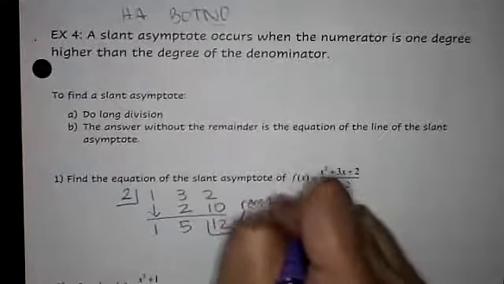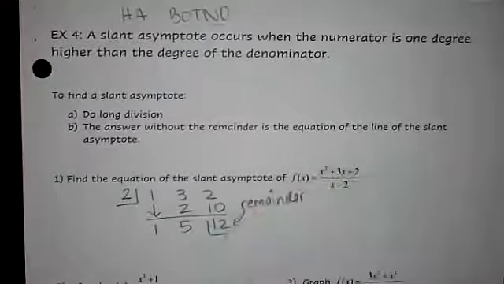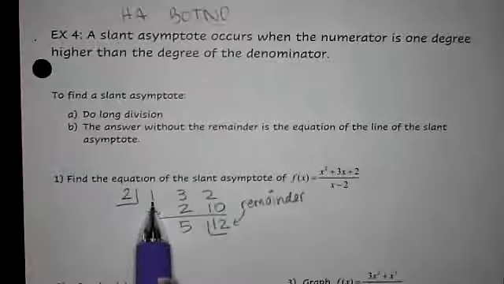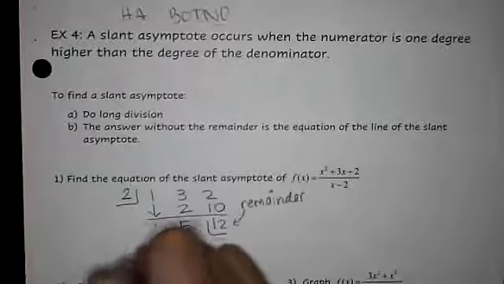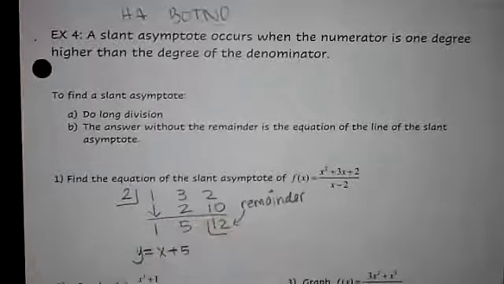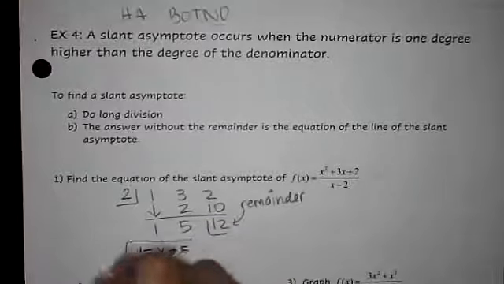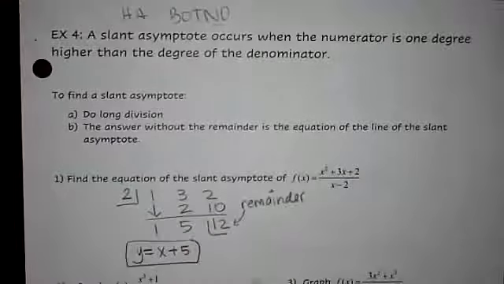I do not need that last part. The slant asymptote is without the remainder. So this was x squared, x and our constant. So this right here is my x and then my constant. So that is the equation of the slant asymptote. I do not use the remainder. I just use this one. This is something everyone should be able to solve, or graph. It has a y-intercept of 5 and a slope of 1.